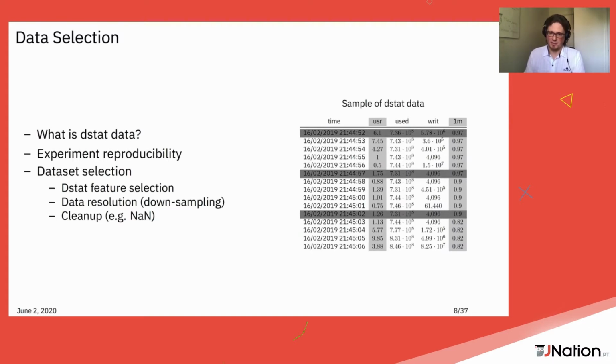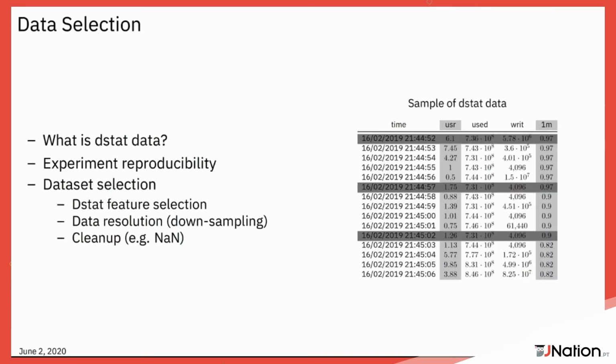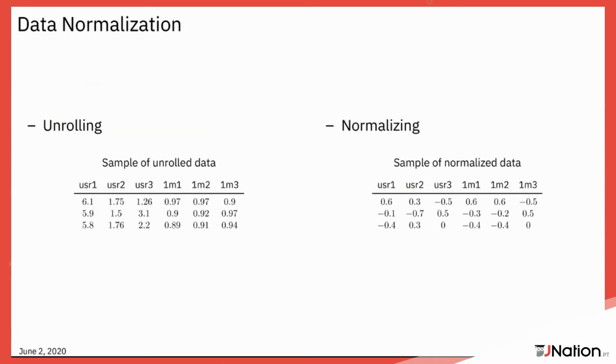So if you look at the crossing of the lines with the columns here, you see there are 6 numbers that we are taking in this specific case. And what we did for these 6 numbers, we unrolled them into a vector, a one-dimensional vector. So on the left side, you see now 3 vectors, starting from USR1 to 1M3. Each of these vectors with 6 numbers represent one CI job that was executed.